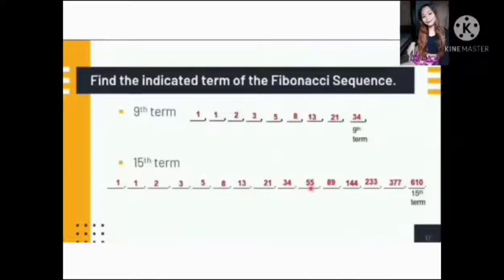Find the indicated term of the Fibonacci sequence. Find the ninth term. 1, 1, 2, 3, 5, 8, 13, 21, 34. So the ninth term is 34. Okay, next is find the 15th term. 1, 1, 2, 3, 5, 8, 13, 21, 34, 55, 89, 144, 233, 377, and 610. So the 15th term is 610.